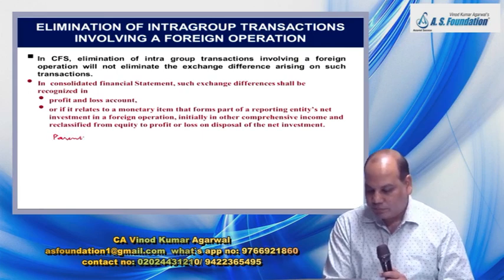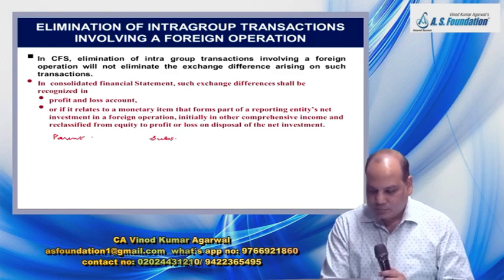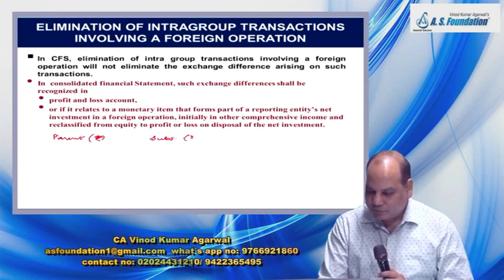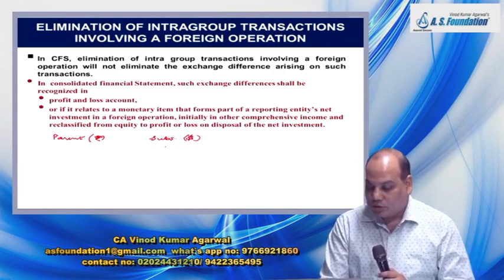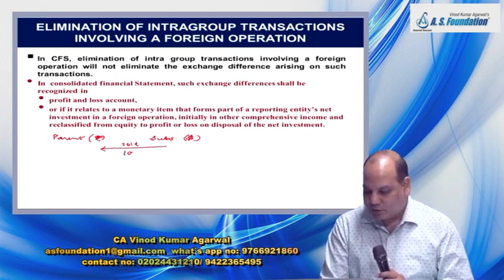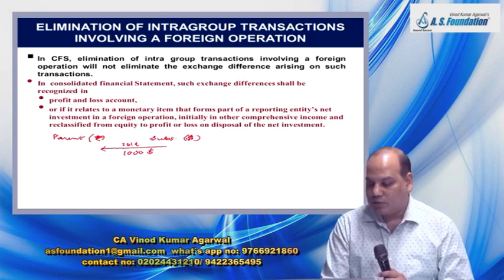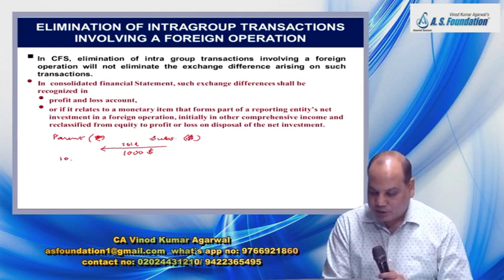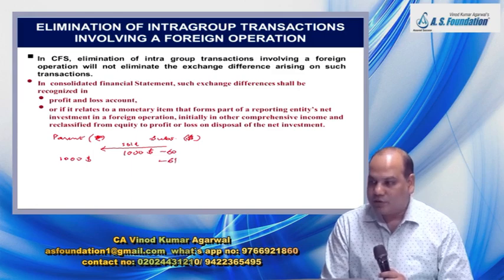Parent company, subsidiary company. Parent company's functional currency is dollar. Subsidiary company's functional currency is, let us say, rupees. Then the subsidiary company sold to the parent company $1,000, and assuming that the transaction has not been settled. So what is appearing in the books of the parent company? $1,000. When it was sold, the rate was 60 rupees. At the end of the year, the rate is 61.